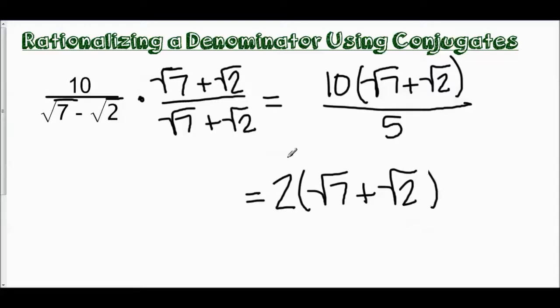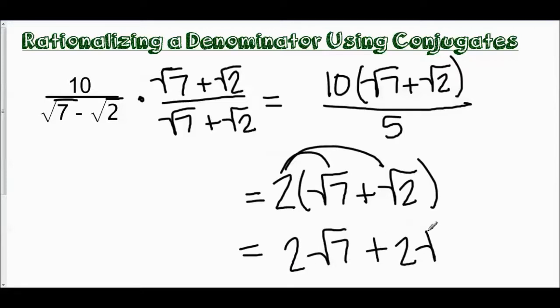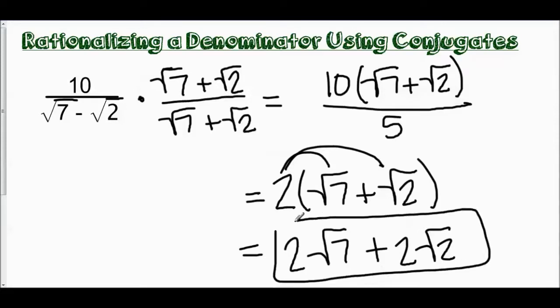Now I'm ready to distribute those. And when I distribute that, I get 2 times square root of 7 plus 2 times square root of 2. My radicals have no perfect square factors, so it is simplified.